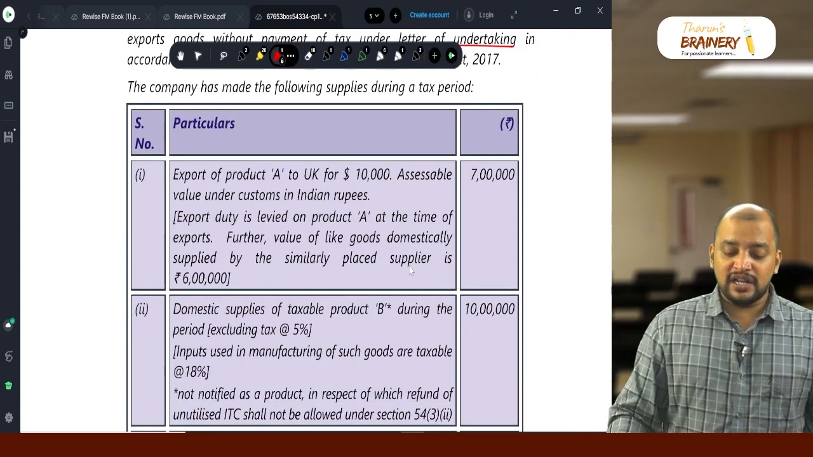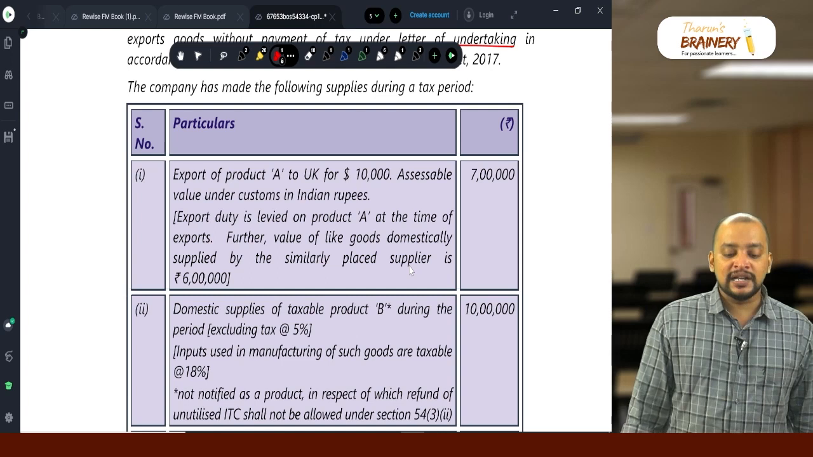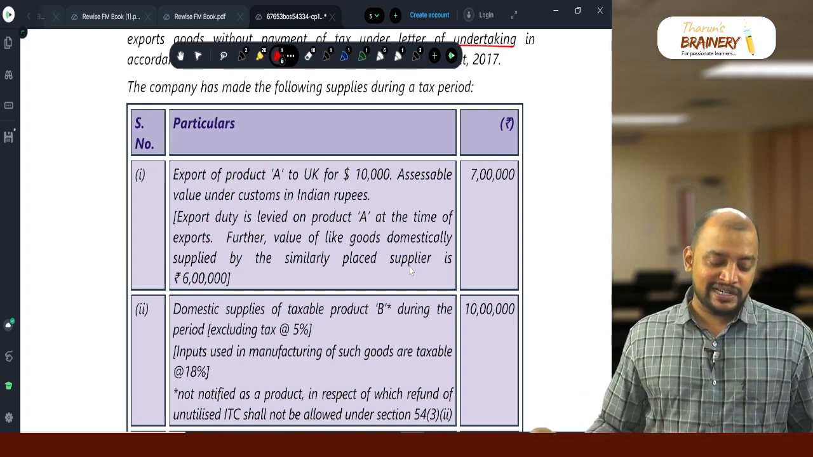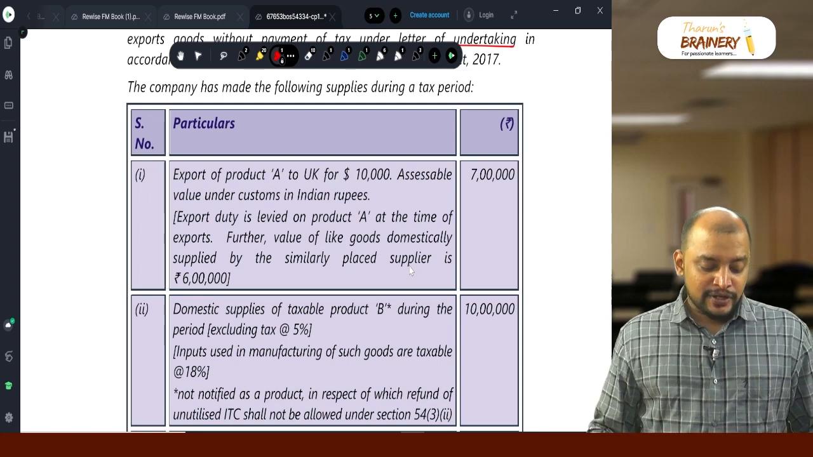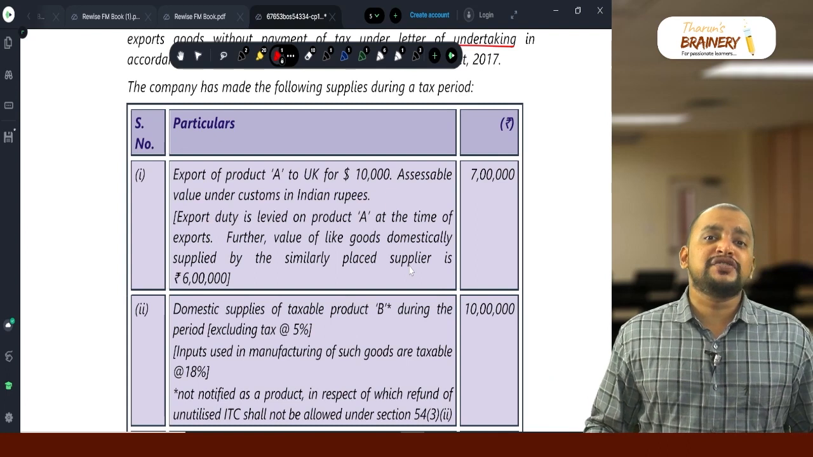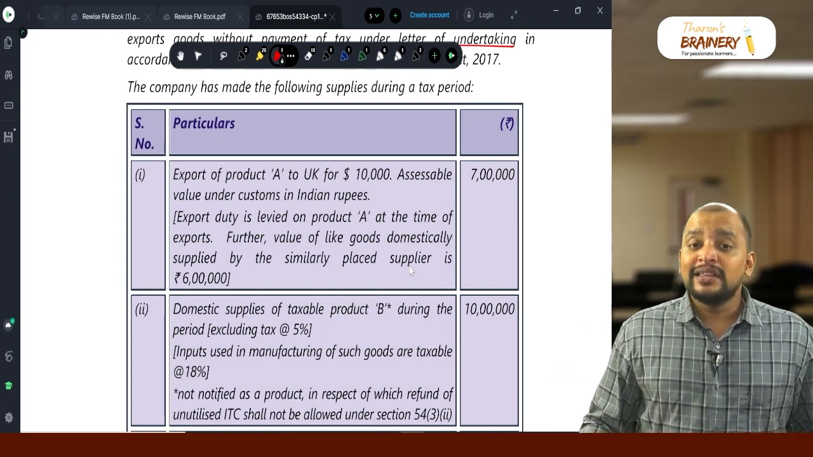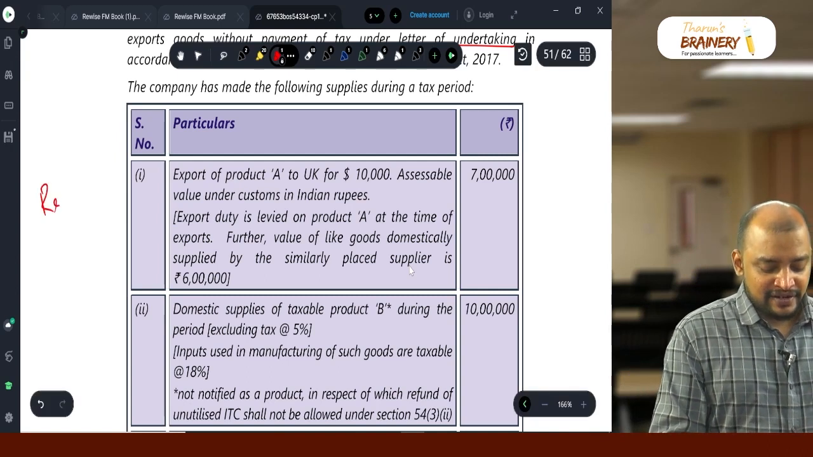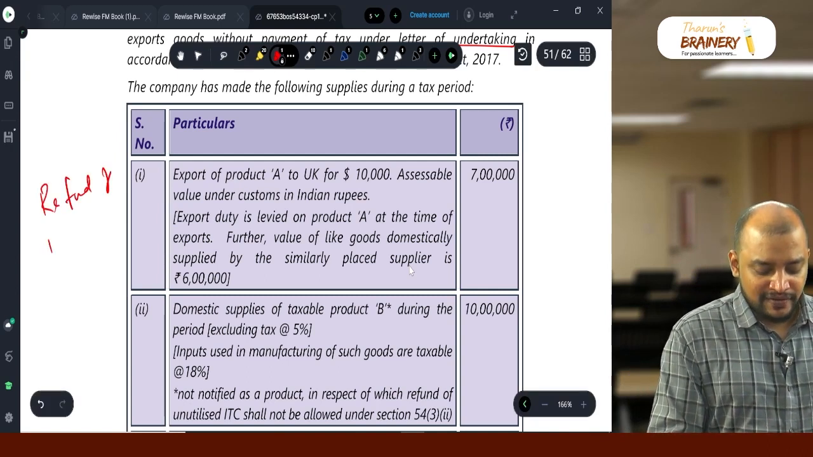The company has made the following supplies during a tax period. Export of product A to UK for $10,000, assessable value under customs in Indian rupees. So now export duty is levied. Whenever we are exporting some goods on which we need to pay duty under customs, then we will not get the refund of ITC. So refund of ITC not available in this case.